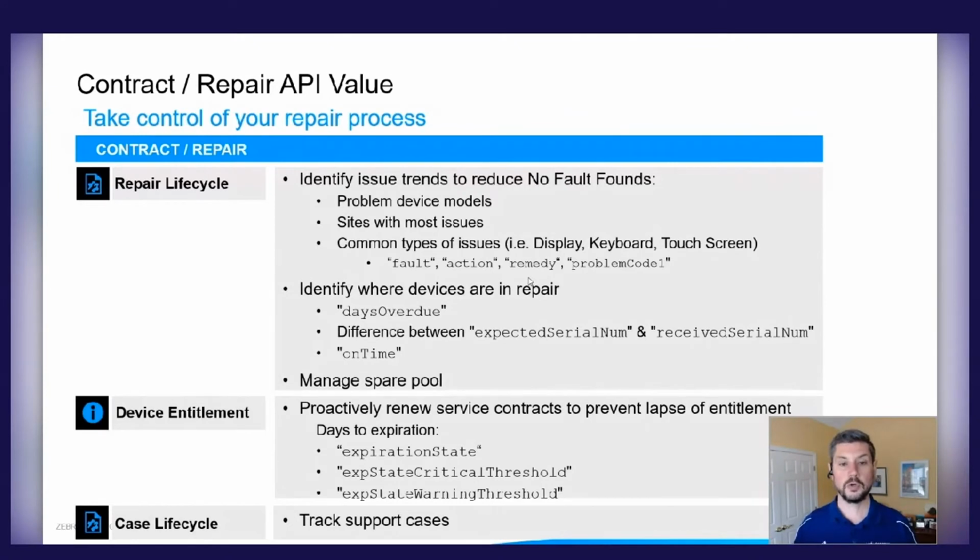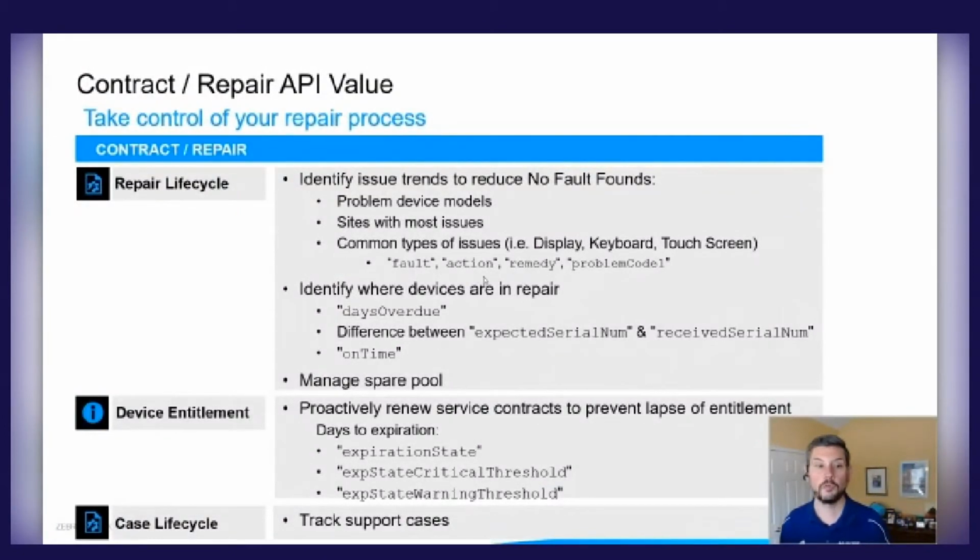And so if a device is sent out unnecessarily, that impacts the business. It also drives up costs in terms of devices, shipping costs, and issues around that. So we want to reduce those. We call them no fault founds. So through this, we can actually start looking at what are some of the trends that we're seeing. What are some of the issues that are coming in?